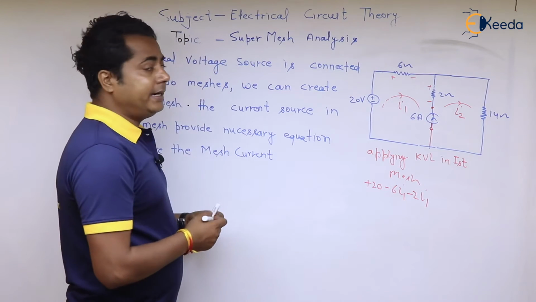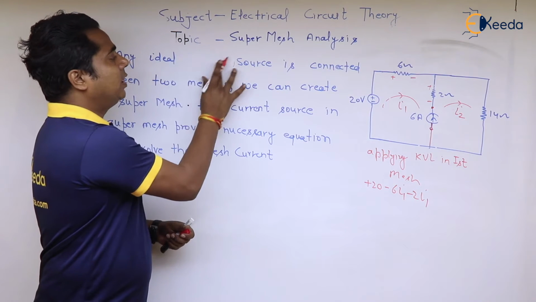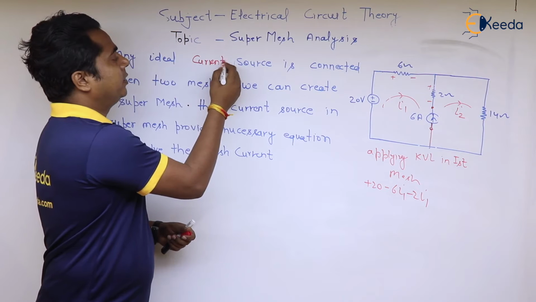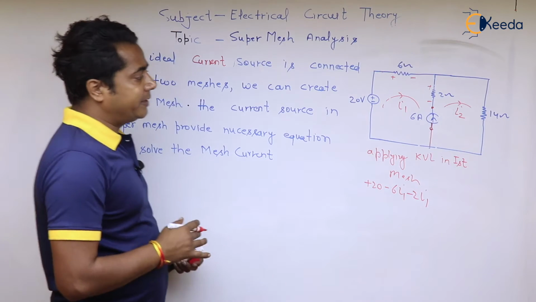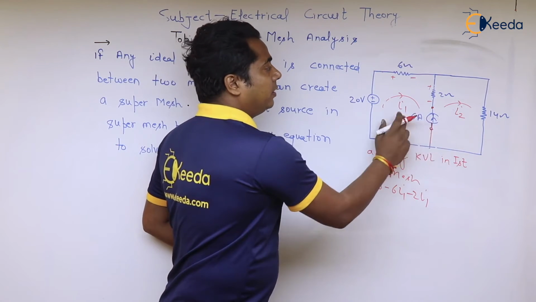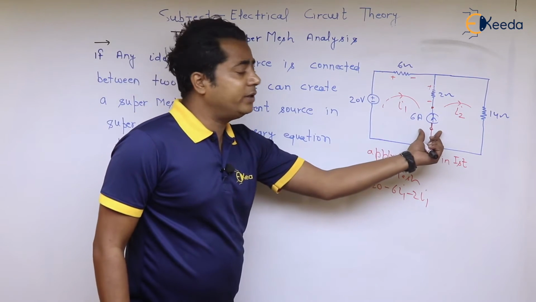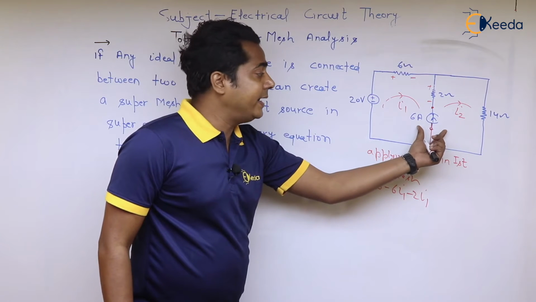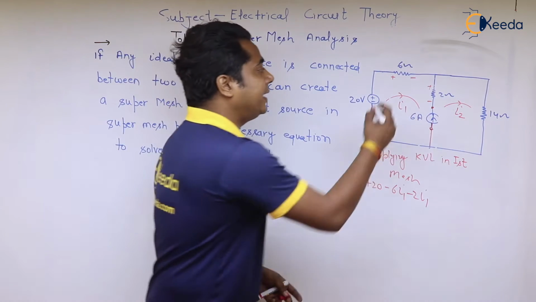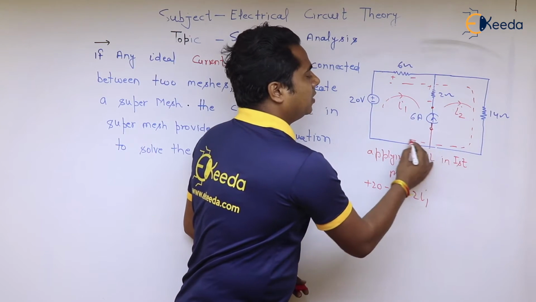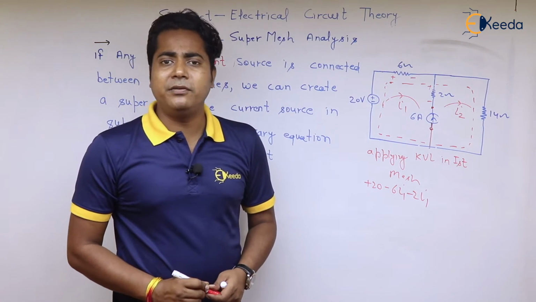Now I can read: if any ideal current source is connected between two meshes, then we can create a super mesh. Here this is connected between two meshes, so this will form a super mesh, and this current source will provide the necessary equation needed to solve the equations. So here we will apply super mesh analysis like this. Now we are going to understand super mesh analysis with a few examples.